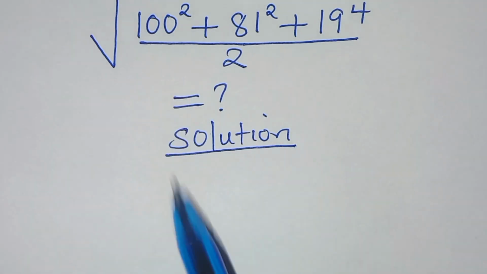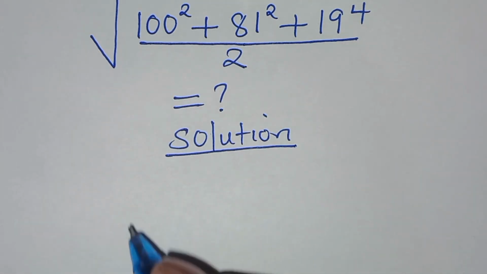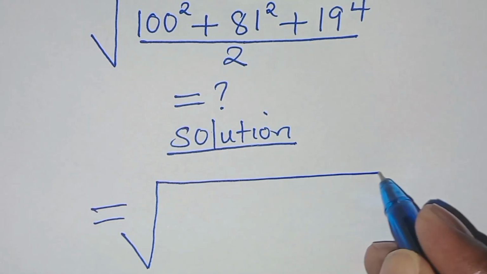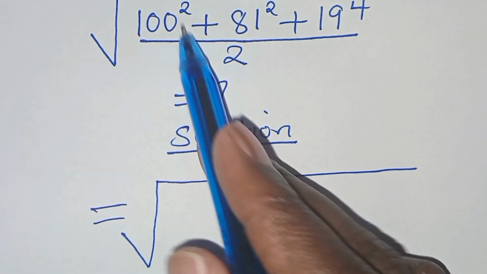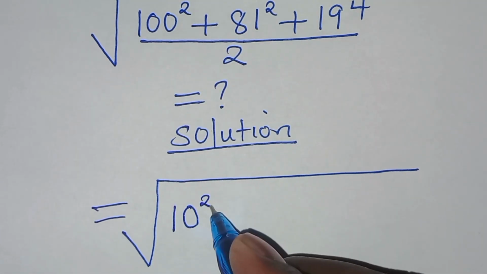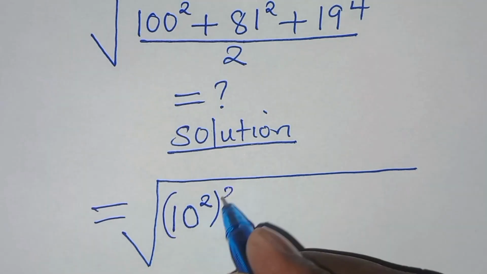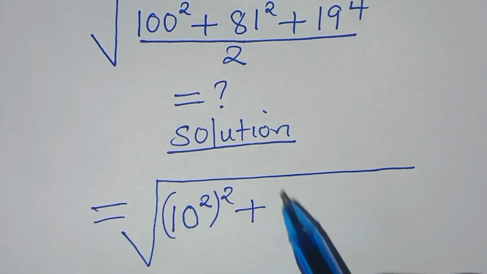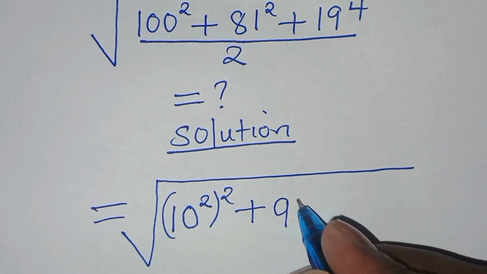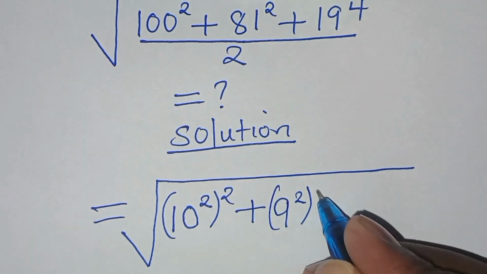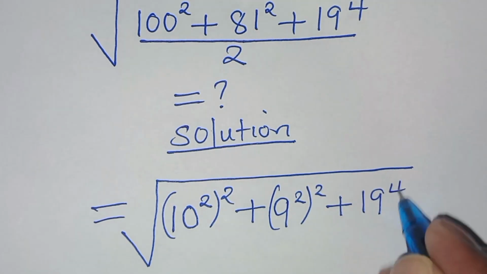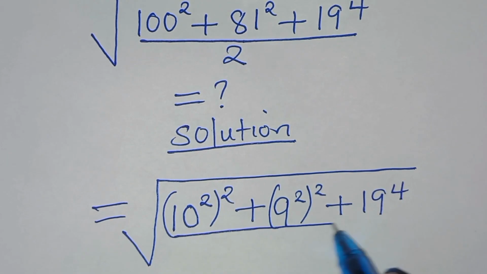So let's provide a solution here. The first thing is we can express 100 as 10 to the power 2, raised to the power 2, then plus 81 can be expressed as 9 to the power 2 squared, then plus 19 to the power 4, all this divided by 2.